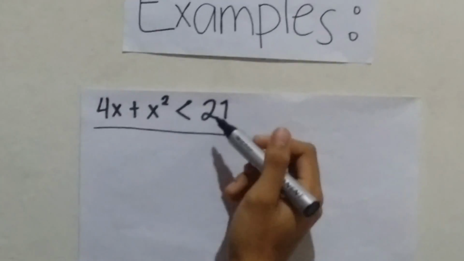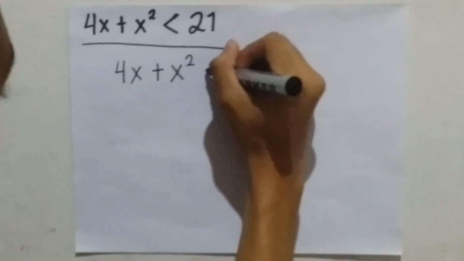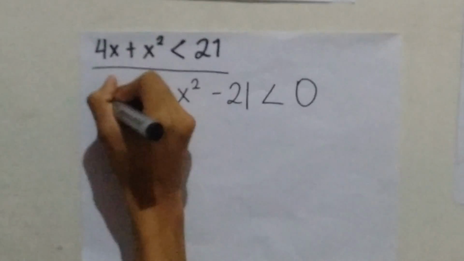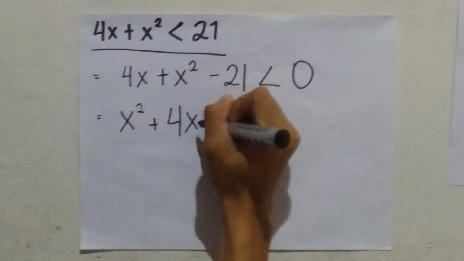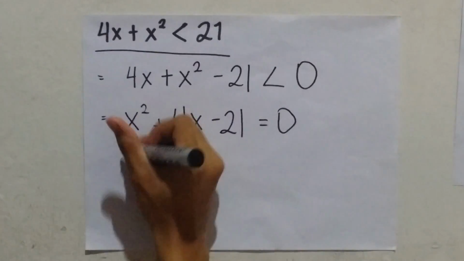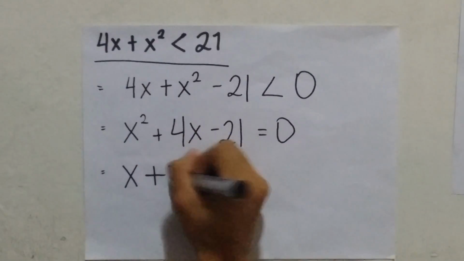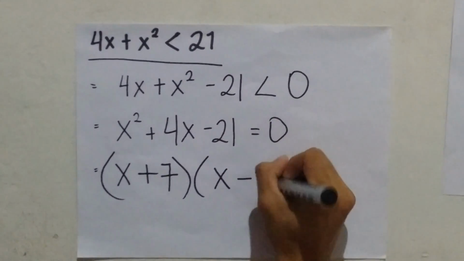Here in example number 1, first, rewrite the quadratic inequality so that one side of the equation is equal to 0. In step 1 of solving quadratic inequalities, you have to write the equation in its standard form. Next, solve the quadratic equation by factoring to get the boundaries.